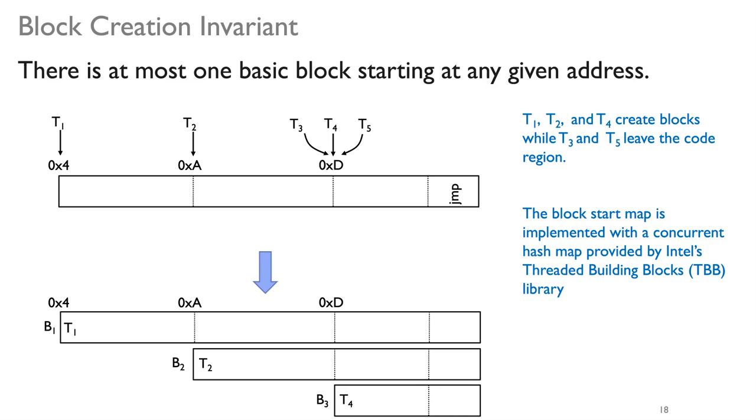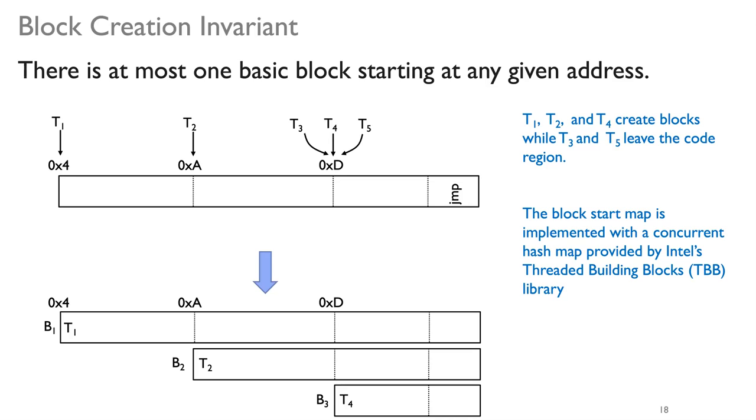The first invariant is about creating basic blocks. There is at most 1 basic block starting at any given address. Following this invariant, T1, T2, and T4 create blocks. T3 and T5 leave the code region as there is already a block created at their target. The results are shown in the bottom half. At this point, we create 3 blocks, B1, B2, and B3, but we do not know where these blocks end yet.